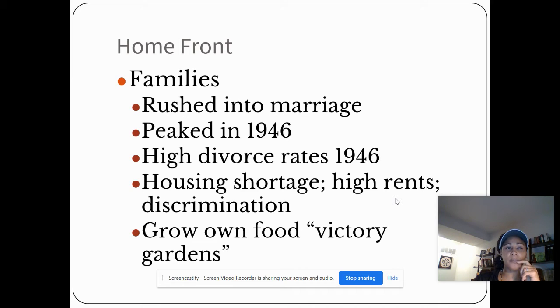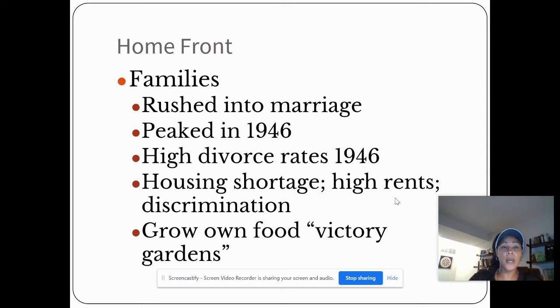So the home front, when we say the home front, that means what's happening at home in the U.S. Families rush into marriage because in some cases that was to make sure that the person you love can get things. If something happens to you, it goes back to someone. And this peaked in 1946. You also had high divorce rates too, because now women can go out and get jobs. I don't need you. Housing shortage, high rents, discrimination.